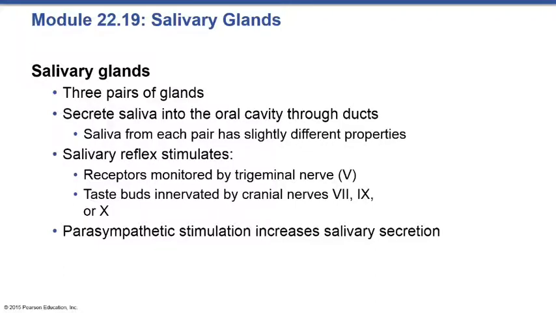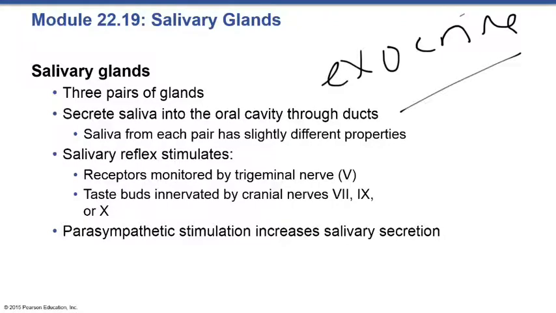We'll get to the liver in a moment. Let me refer you back to the salivary glands. There are three pairs of glands. They're all releasing saliva into the oral cavity through some ducts. Of course, these are exocrine glands. They're releasing products into or out of the body onto an epithelial border. There is a salivary gland reflex.